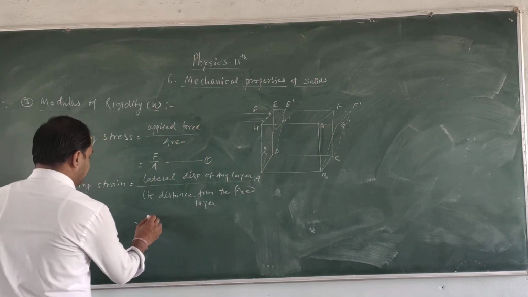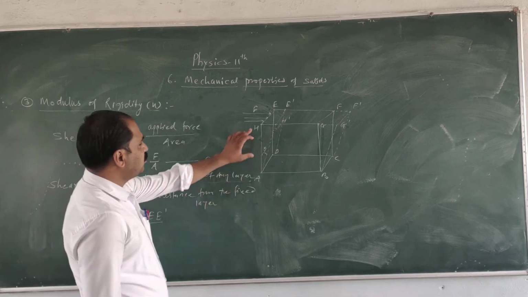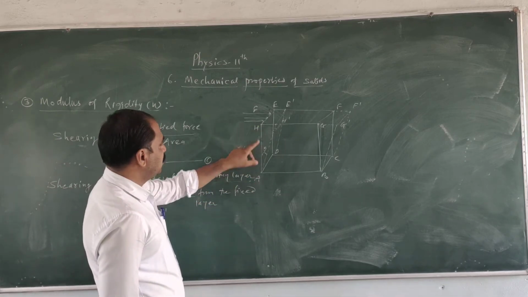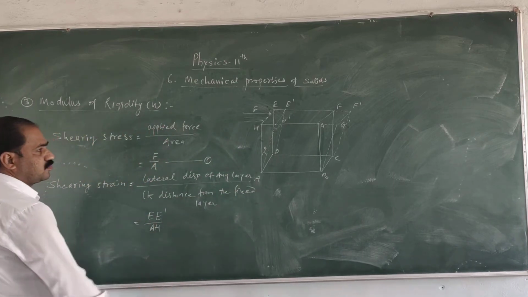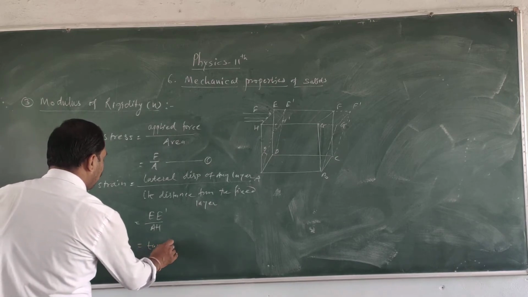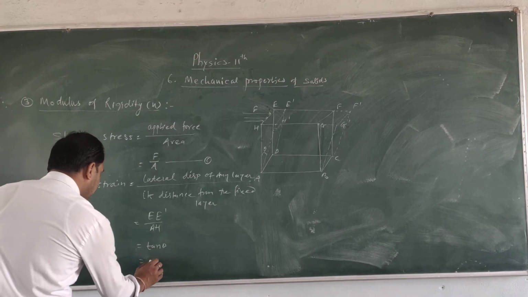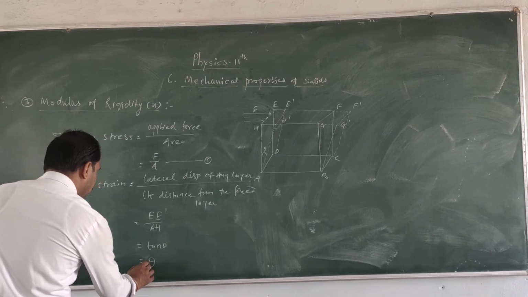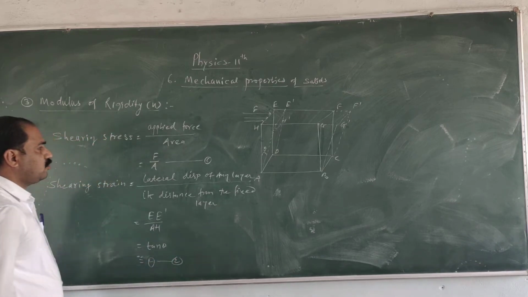So here I am taking E to E dash upon its distance from the fixed layer. How much is this distance? AH distance. So this becomes tan theta, and for a very small angle it is nearly equal to theta. So this is your equation number 2.